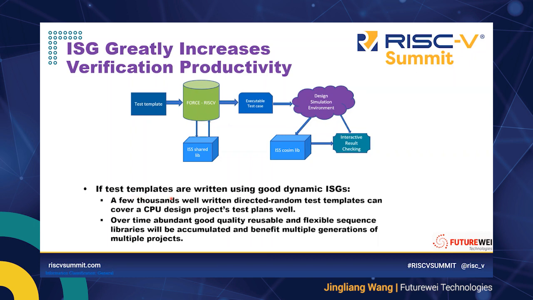If test templates are written using a good dynamic ISG, a few thousand well-written directed random test templates can cover a CPU design project's test plans well. By directed random, we mean it's not fully random, but with some user-given general directions for the test to achieve. Over time, abundant good quality, reusable, and flexible sequence libraries will be accumulated and benefit multiple generations of multiple projects.